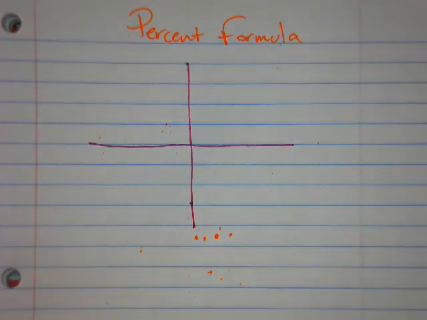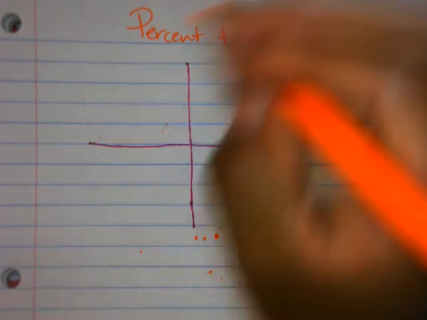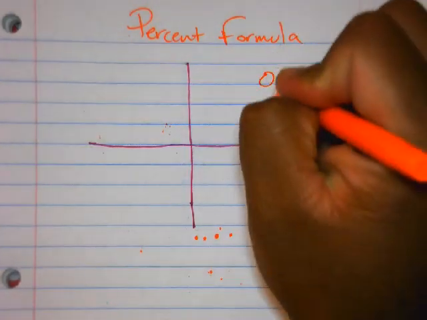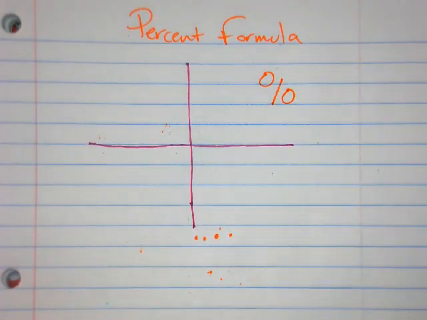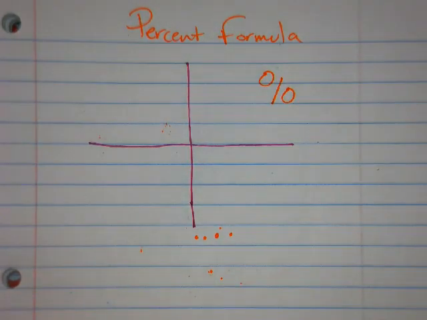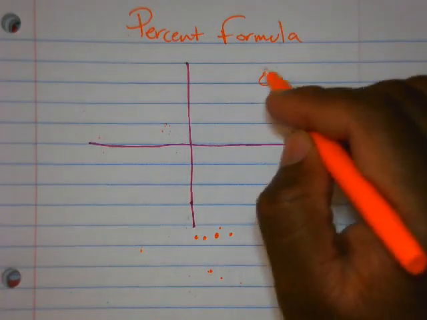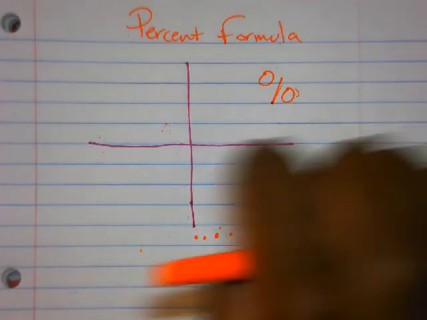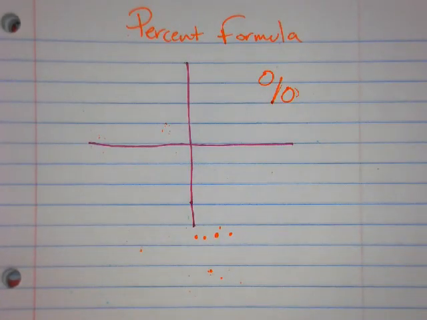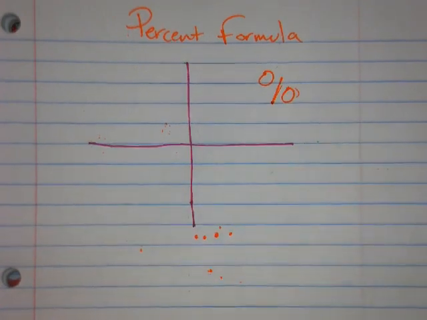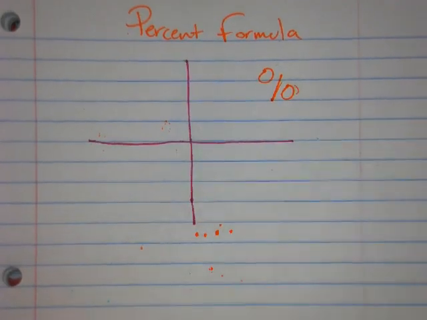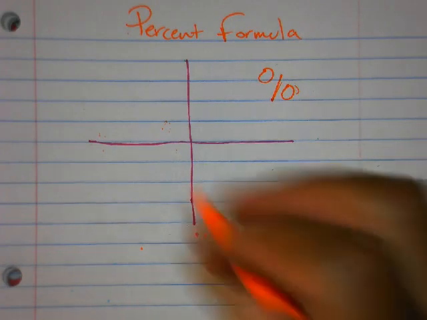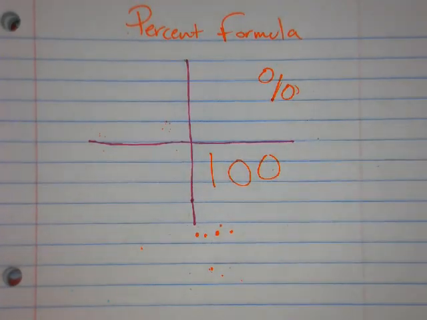All right, and so in this box, the top right is always the percent. Percent means out of 100. So what do you think goes right here? A percent means always out of 100. What do you think goes there? 100. It means out of 100.